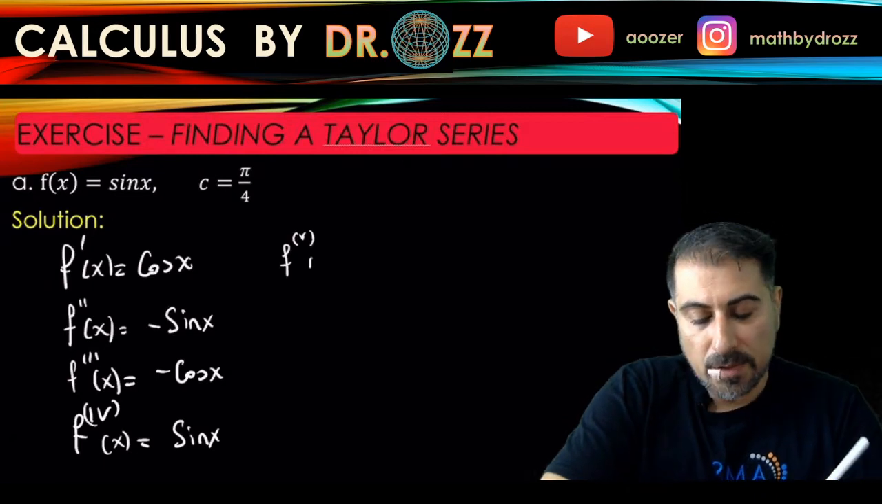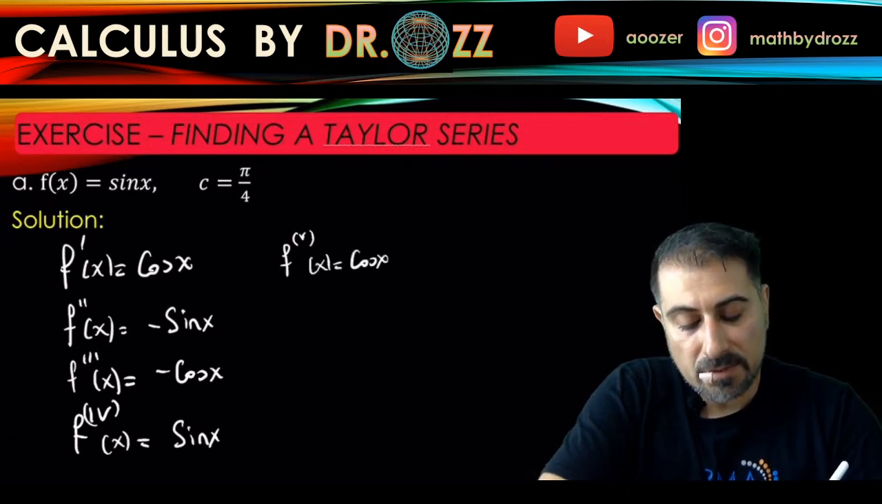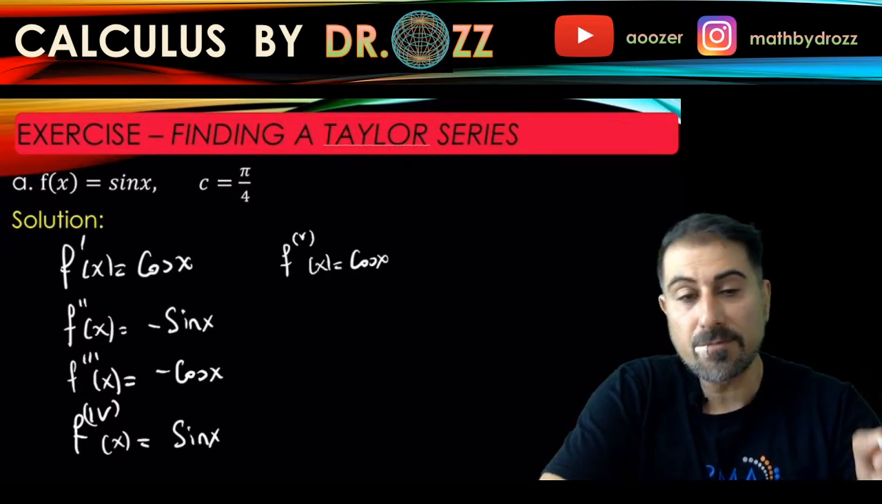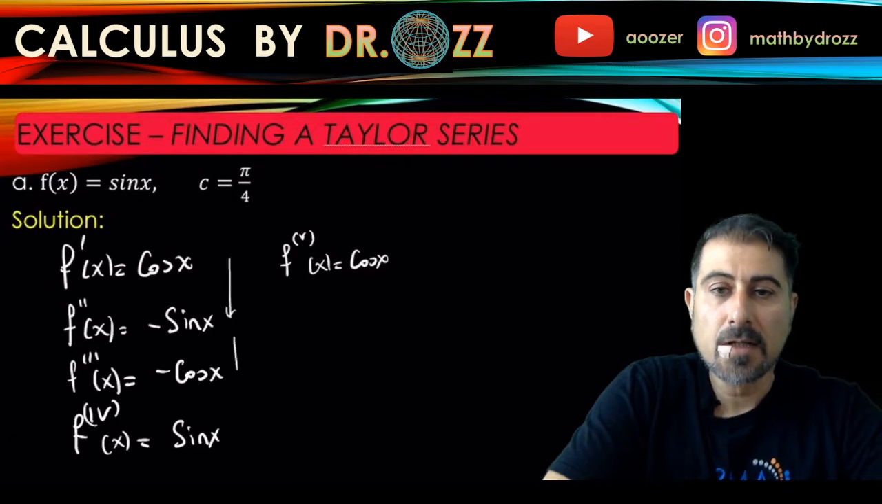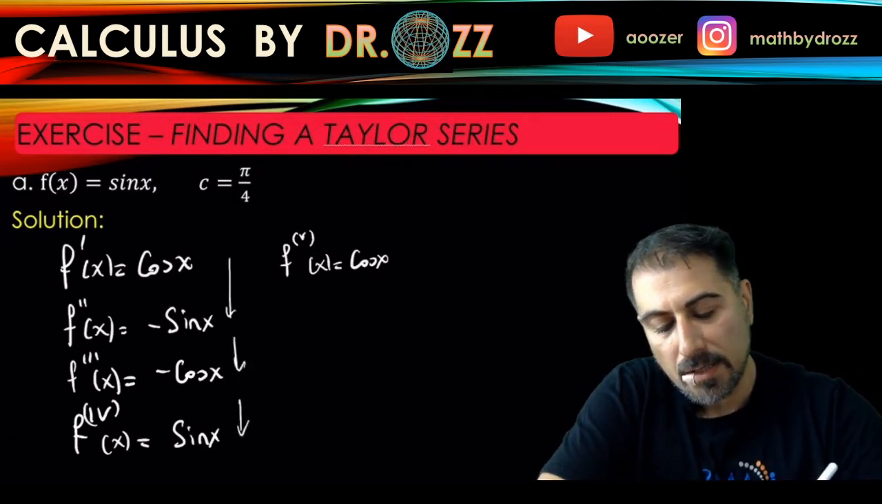So if you keep going like this, the next derivative is going to be negative sine x again. So you see this looping behavior for every 4 derivatives. Okay, so that's our first observation. So it's periodic in that regard.